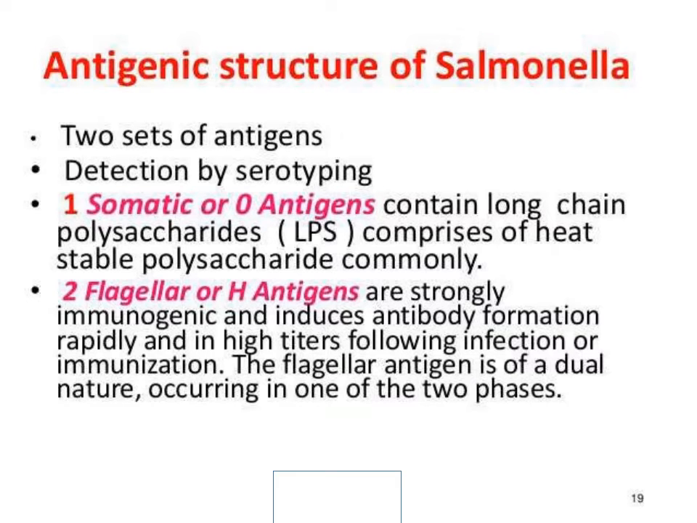2 sets of antigens are present. Detection by serotyping: the 2 sets of antigens present on the surface of the bacteria that help in detection by serotyping are the somatic or O antigens, which contain long chain polysaccharide LPS comprising heat stable polysaccharide, and the flagellar or H antigens, which are strongly immunogenic and induce antibody formation rapidly in high titers following infection or immunization. The flagellar antigen is of a dual nature, occurring in one of 2 phases.